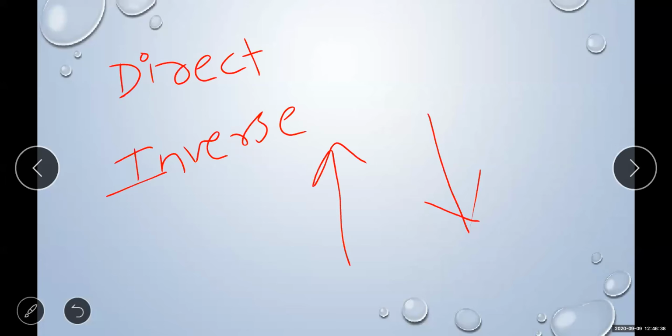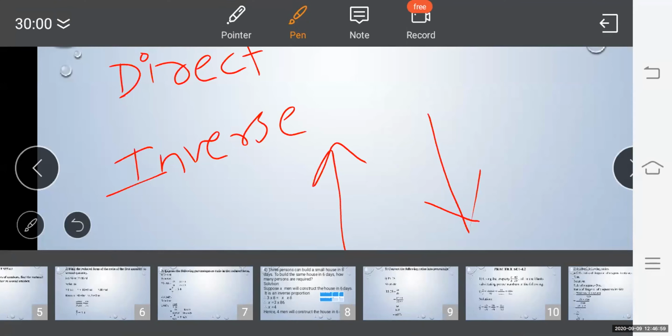So this is the basic difference between direct and inverse proportion. Getting? In a direct proportion, both things are increasing. In an inverse proportion, one is increasing and the second is decreasing. On this basis, I am now going to take the 4th question from the exercise.